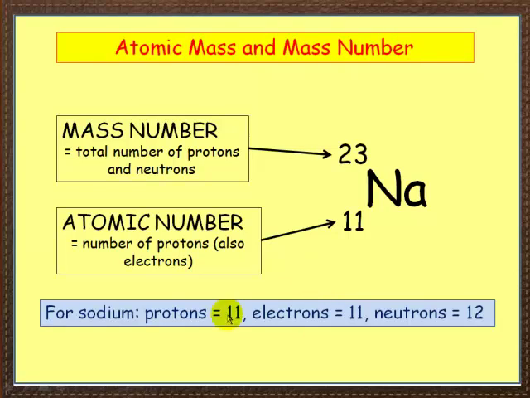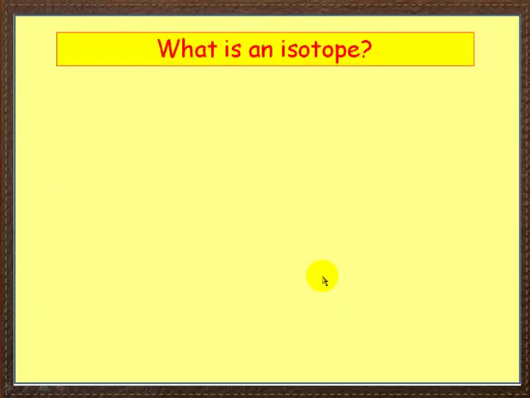Okay? Now for sodium, we can work out how many protons, electrons and neutrons it's got. Now this number here tells us it's got 11 protons. This number here also tells us it's got 11 electrons. And the difference between these two gives us the number of neutrons. So 23 minus 11, think about it, yep, 12, there we go. So 11 protons, 11 electrons and 12 neutrons. Got it? Right, very easy.